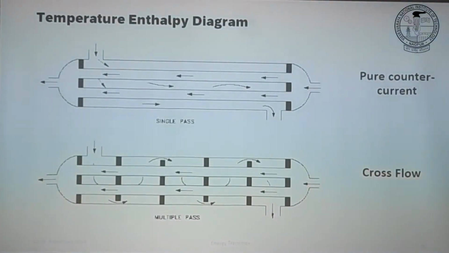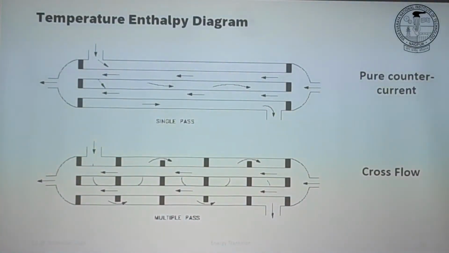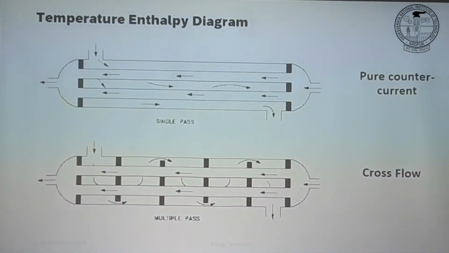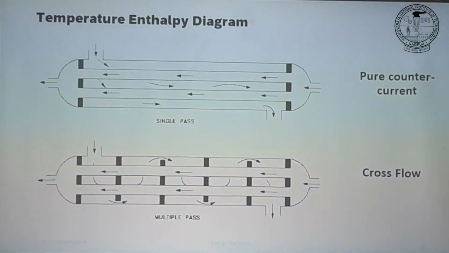If we increase those passes on the tube side, it will increase the area. So the flow area will increase.